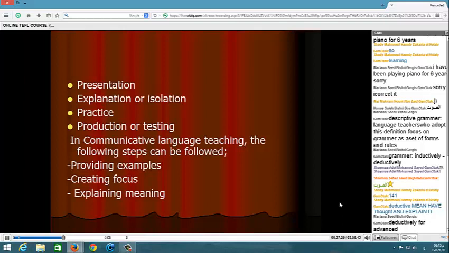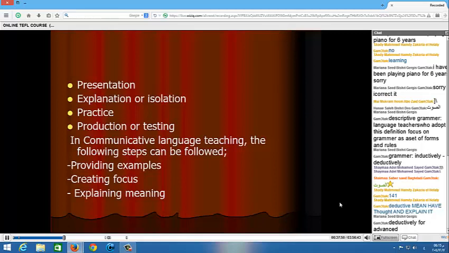Creating focus to draw the attention of the learners to the underlying rules in these examples, to make them concentrate on the rule you are presenting to them. Then explain the meaning and how this rule or this pattern is used in communication.